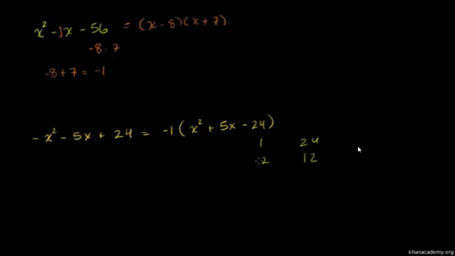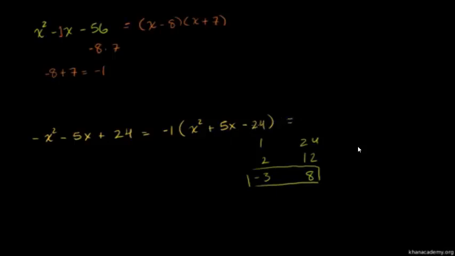Well, if the 2 is negative, remember, one of these has to be negative, their sum would be 10. If the 12 is negative, their sum would be negative 10. Still doesn't work. 3 and 8. If the 3 is negative, their sum will be 5. So it works. So negative 3 and 8 work, because negative 3 plus 8 is 5, and negative 3 times 8 is negative 24.